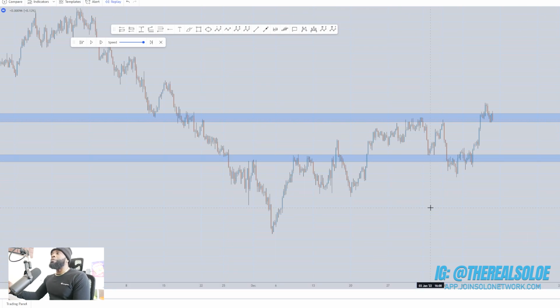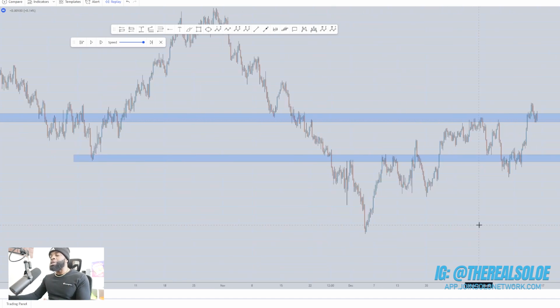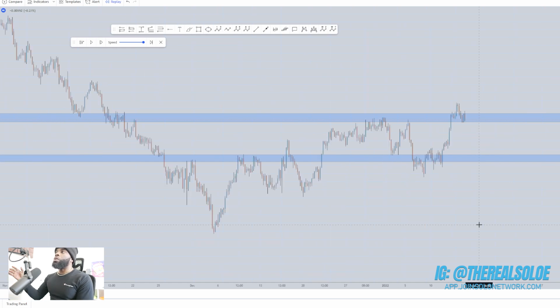Our major structural levels. So now that we understand what's going on, right now, guys, I am literally focused on this moment here. As a scalper, I don't really need to worry about the bigger picture as of right now, just because I'm scalping. But this applies for intraday traders. I also do intraday as well.